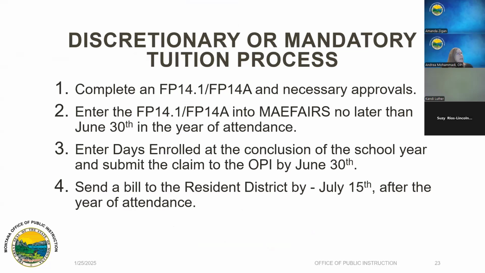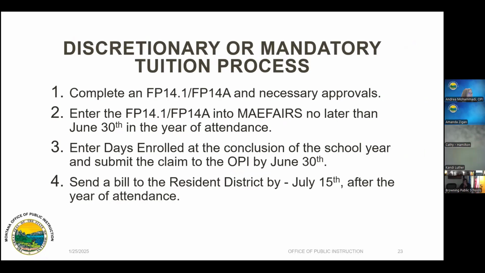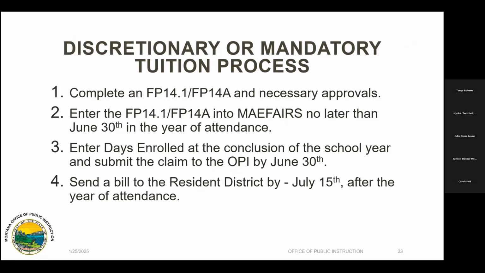Okay, so you complete your FP 14-1s and your 14As, and you get all the necessary approvals. You enter those into MAEFAIRS no later than the 30th of June in the year of attendance. You enter the days enrolled at the conclusion of the school year, and you submit the claim to OPI by June 30th. You can start adding these in now, just don't hit that submit until the 30th of June, because once you hit submit, then you got to call me and have it unsubmitted, so that you can make changes. And then you send a bill to the resident district by July 15th after the year of attendance.